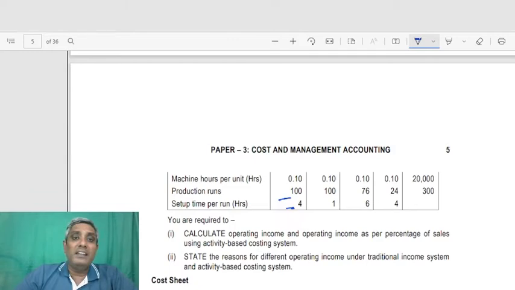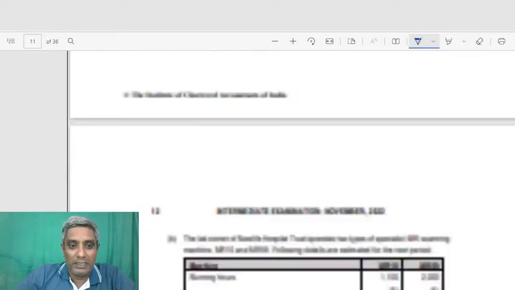Only thing is that here the division and multiplication is what majorly happens. So if you understood the cost driver, then it is easy. ABC rate you have to find out, then according to the activity you have to multiply. Say production runs 100, 100, 76, 24. So accordingly, if the ABC rate is there, you can allocate the cost for all these 4 products. Clear? Great, students. Now let us discuss the answer very quickly.